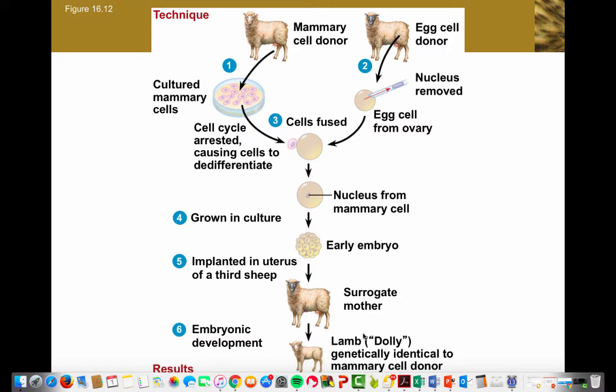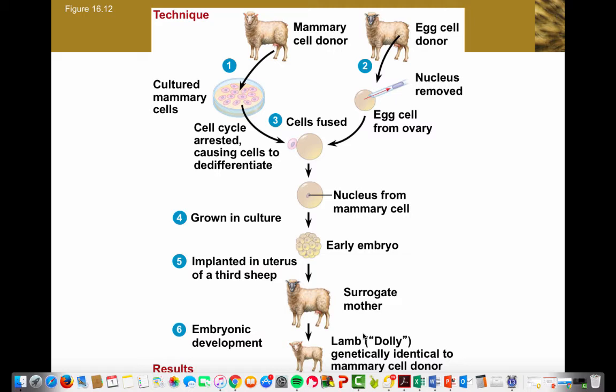So here's the sheep that we're going to clone into, right? So we take an egg, we take out the nucleus. So at this point, we have no DNA in this cell, right? And then what we do is we take cells from the mammary cells of this sheep right here, and we put them on a plate and start growing them, right? And then in the middle of the cell cycle, we're going to stop it.